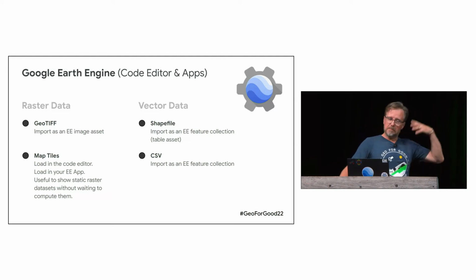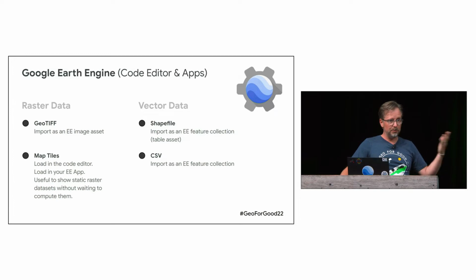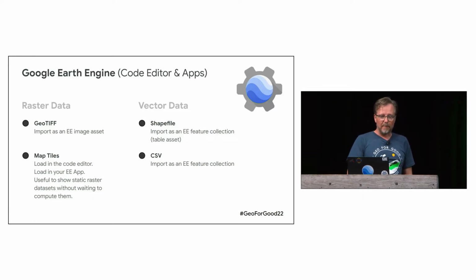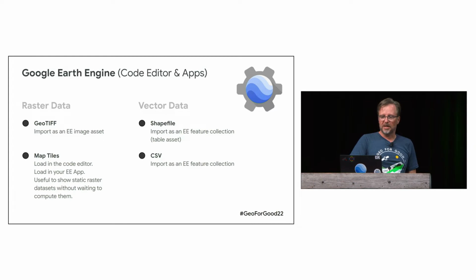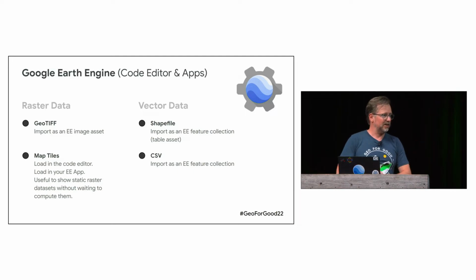So you can export stuff out of Earth Engine and bring it right back in. For example, into the code editor if you need a static layer, or into your EE app if you want a highly performant static tile layer for serving there. You can do that through a GeoTIFF or through map tiles. Of course, you can bring both of those back into Earth Engine. And for vector data, Earth Engine can ingest shapefiles and CSVs and create a table asset, as we call it in Earth Engine.